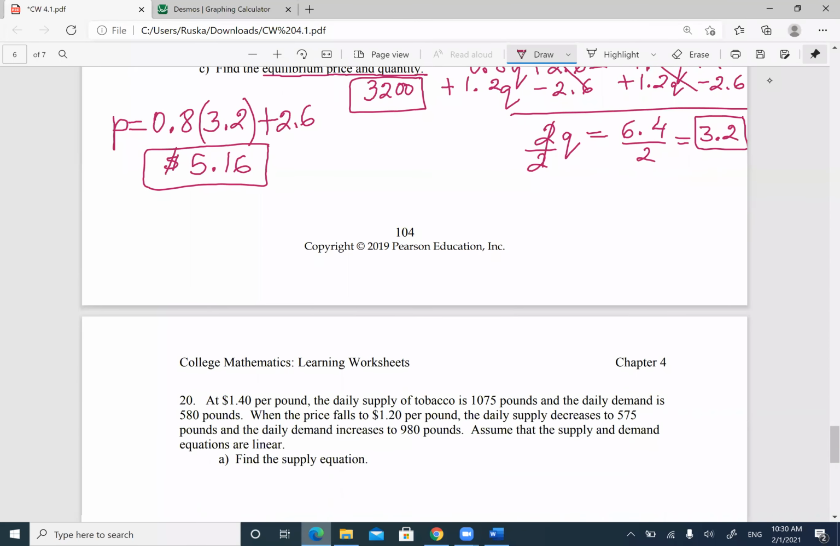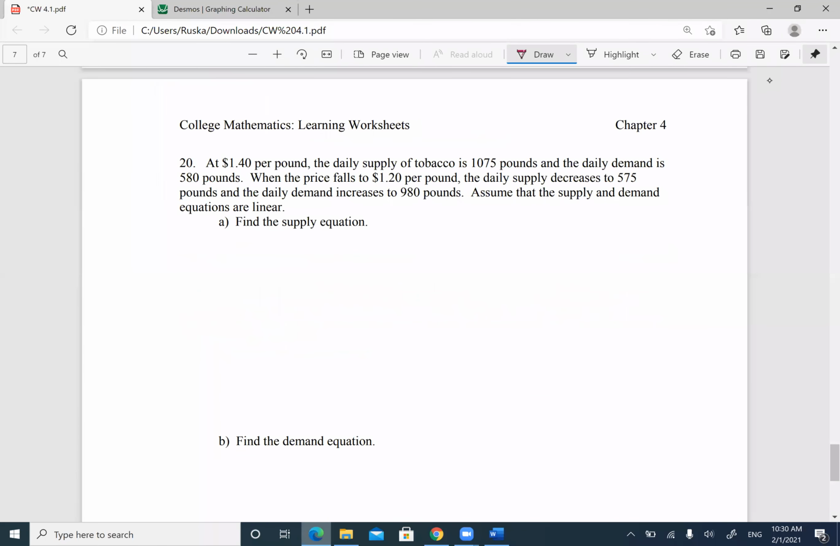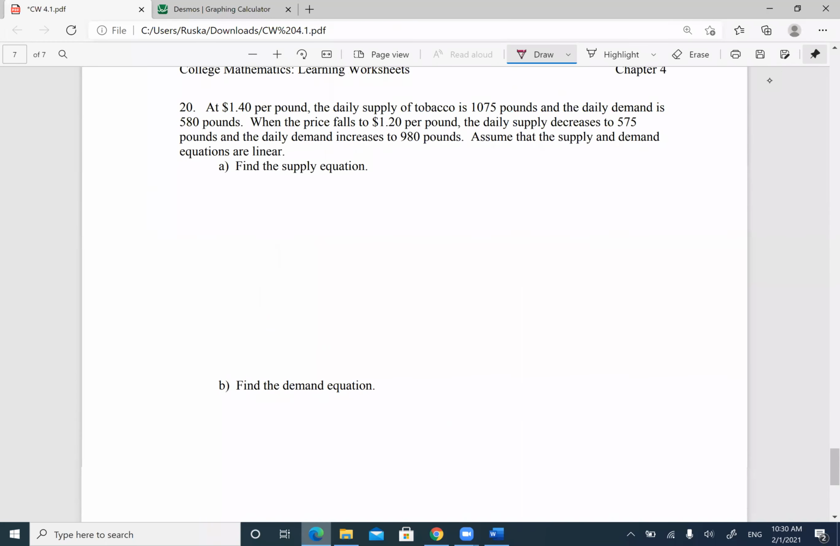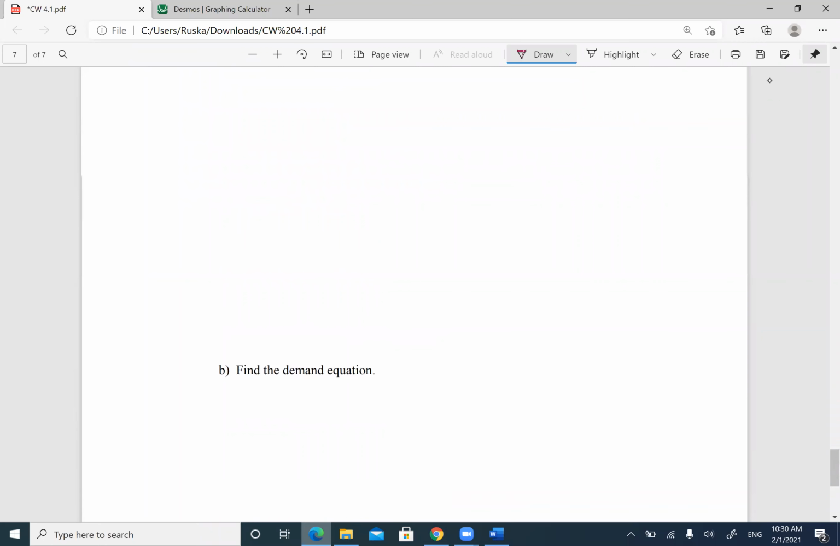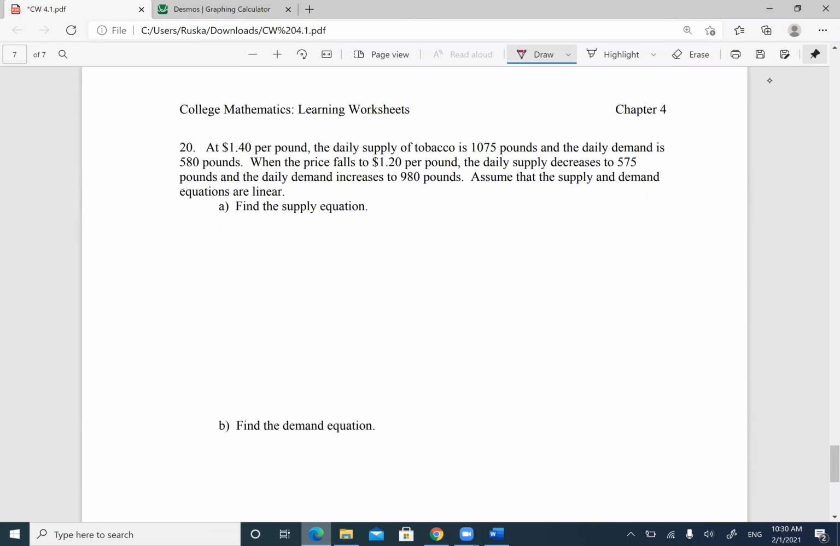Okay, I think we have time for the last one also, so let's go with the last one. So here we have a word problem where they don't give us the equations. We have to make them up. You have to solve them. You have to find the supply equation, you have to find the demand equation, and also you have to find the equilibrium price and quantity. So this is pretty much what we just did, but they don't give us the equation. We have to find them. So this is how you find them.